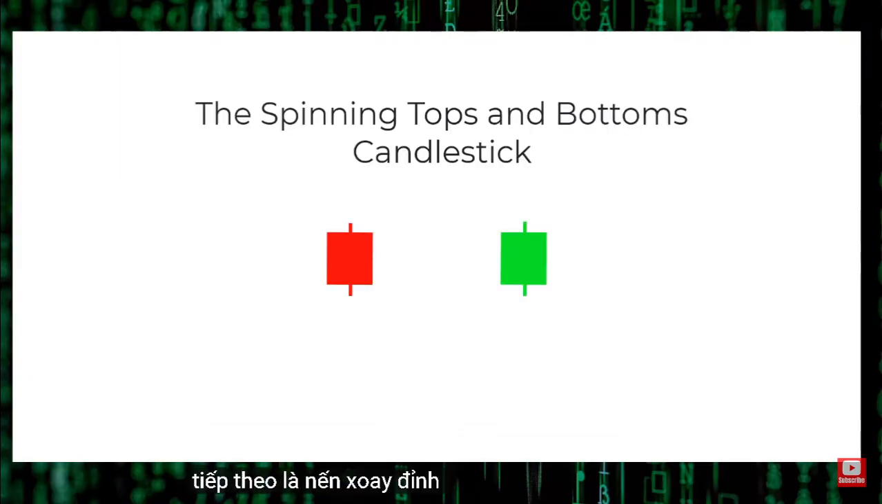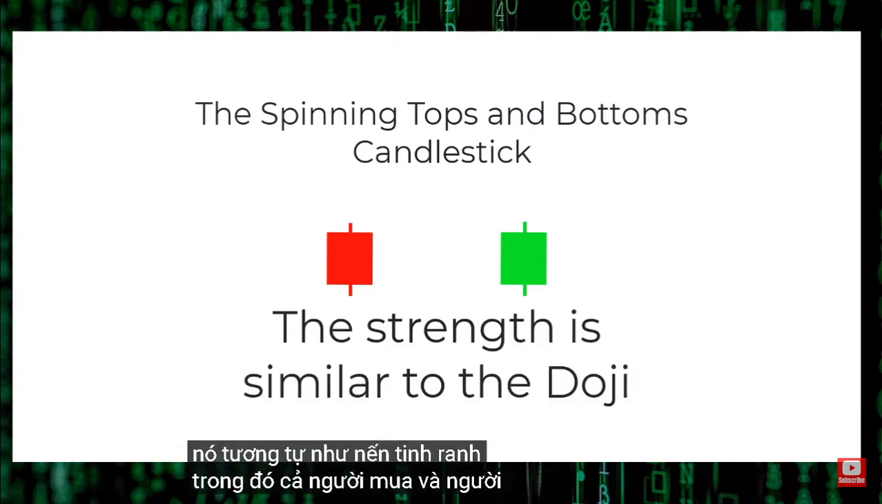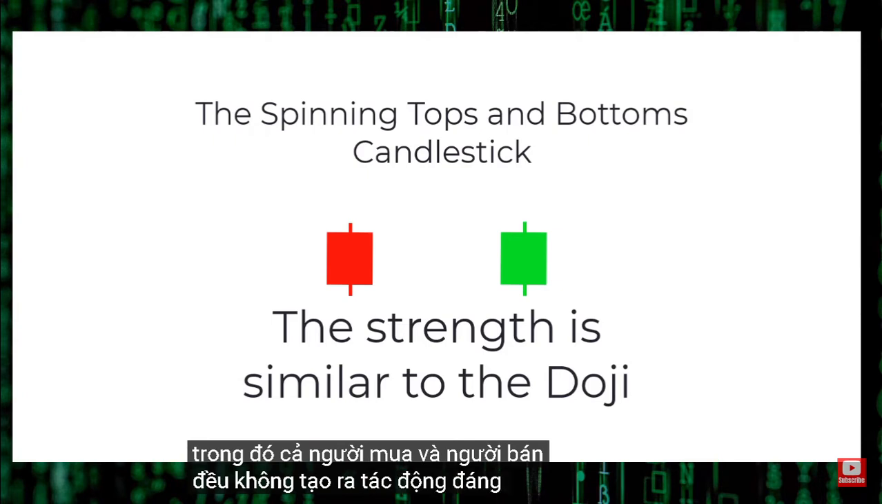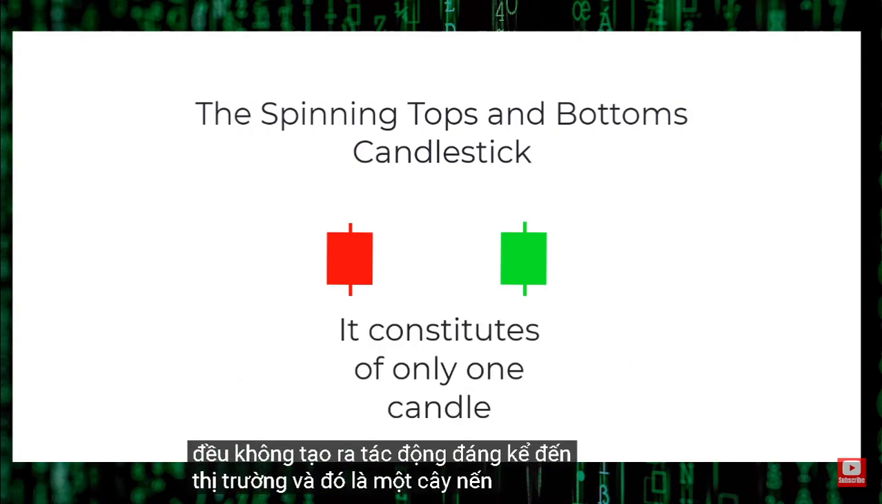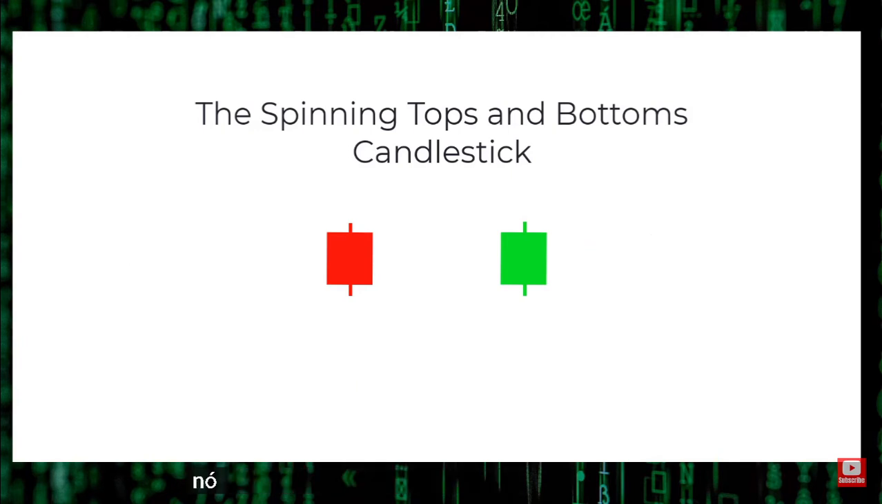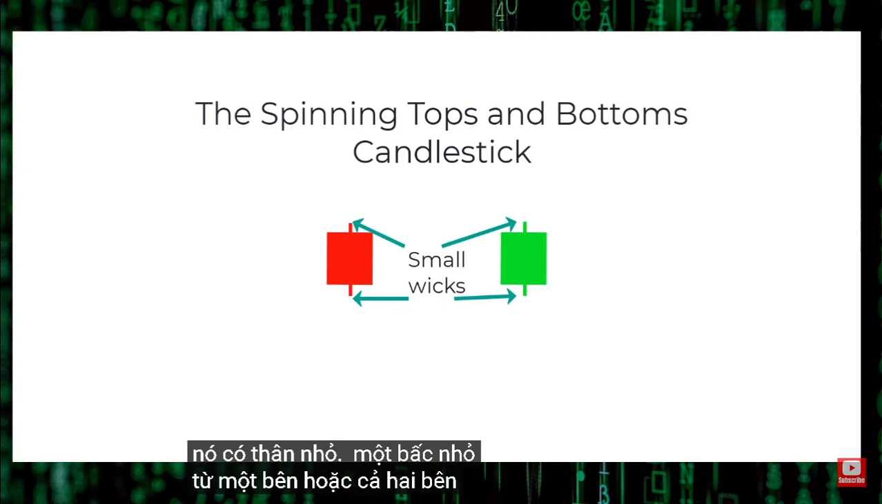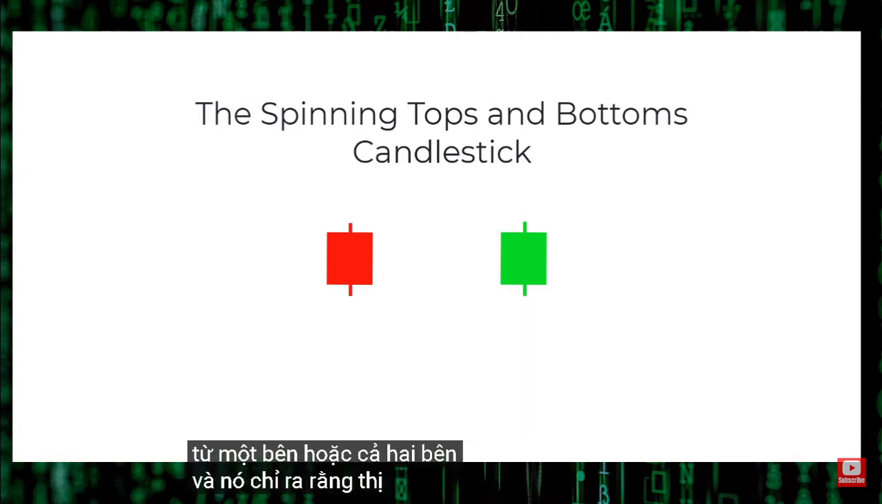Next is the spinning tops and bottoms candlestick. It's similar to the doji candlestick, where neither the buyers nor the sellers have made a significant impact on the market, and it's a single candle that could be either a bearish or a bullish candle. It has a small body with a small wick from one side or both sides. And it indicates that the market could go in any direction from here: up, down or sideways.